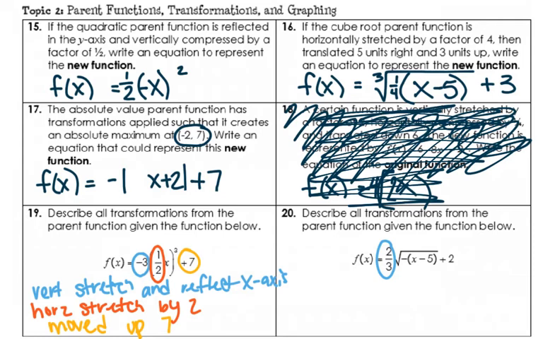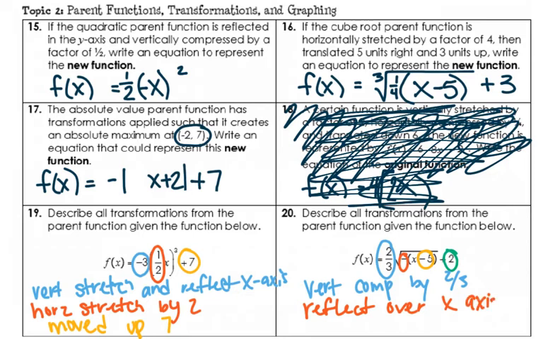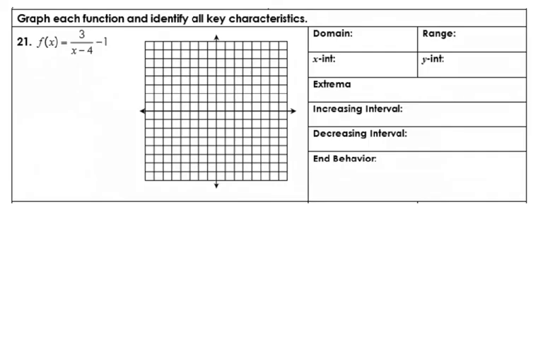Okay, number 20, we're going to describe all of them. So everywhere I see a number, even this negative right here, something happened there. And now I just have to tell what happened. The 2/3 is your vertical compression by 2/3. That negative means you reflected over the y-axis, because it's inside the radical. The -5 means right 5. And the 2 means up 2. So that's how you do those. If that doesn't make sense, you're confused, go back and rewatch the videos. Make sure you do this before test time, or it's not going to be good for you.